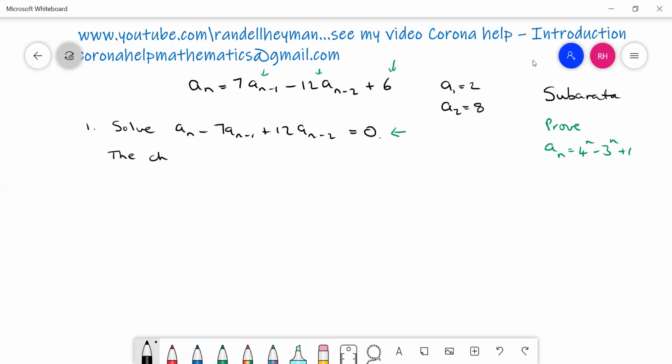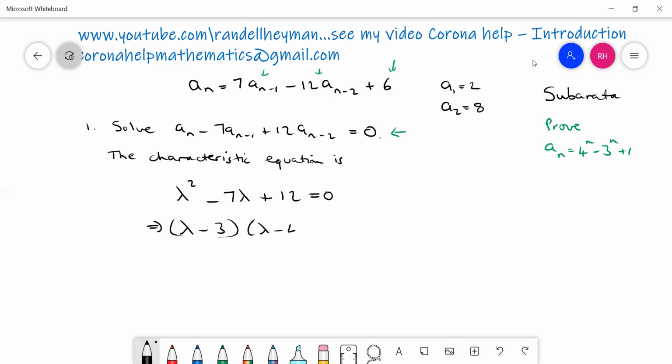Okay, so how do we solve this? We have what's called the characteristic equation. And to do that, the a_n term just becomes lambda squared, and we go minus 7 lambda. And then the a_{n-2} is just a constant, essentially lambda to the 0, so plus 12 equals 0. So we've turned the problem from a recurrence relation into just solving a quadratic, and therefore (lambda minus 3)(lambda minus 4) equals 0, and therefore lambda equals 3 or 4.